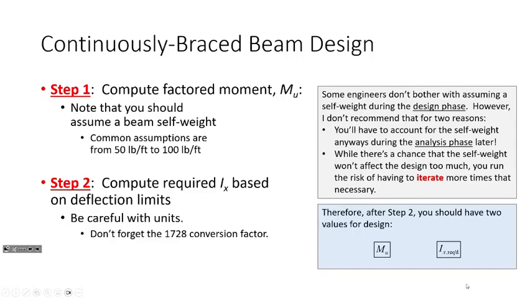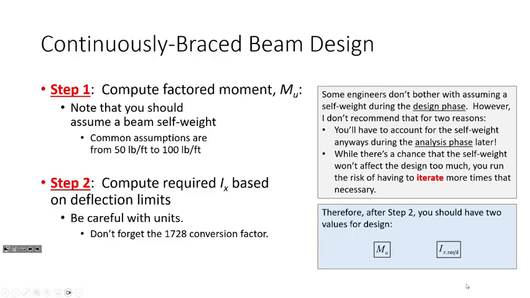In analysis mode, in the mode where you haven't yet selected a shape, you should assume a value of your self-weight. Common assumptions for steel design are on the order of 50 pounds per foot to 100 pounds per foot. Now, I'll tell you that the more steel design that you do, the better you get at this. So some of this comes with just experience and time in the industry.